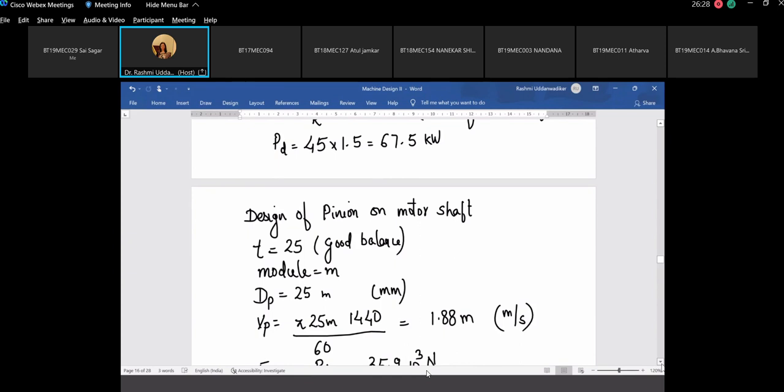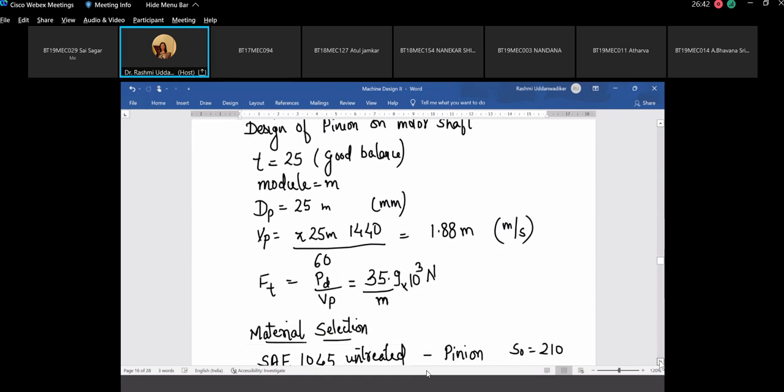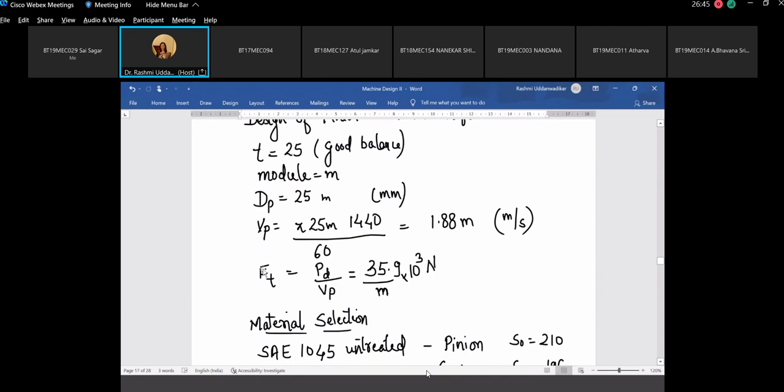We are assuming the number of teeth on the pinion as 25, and module as m, which makes the pitch circle diameter of the pinion 25 m, and the peripheral velocity of the pinion 1.88 m. The static force used for transmission of power is P_D by V_p, which is 35.9 upon m kilonewtons.